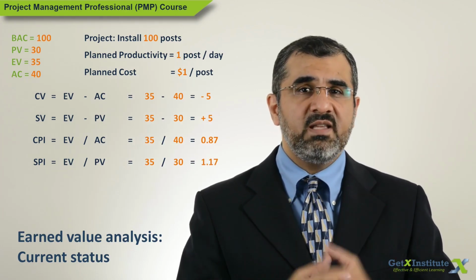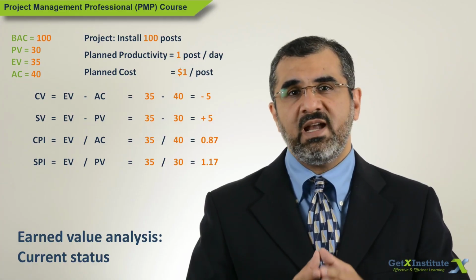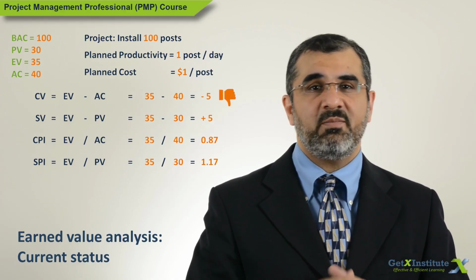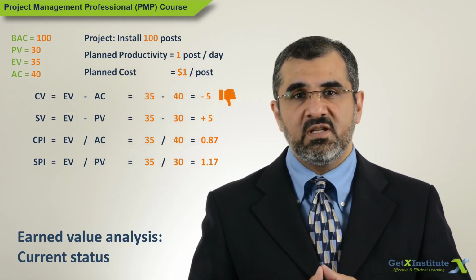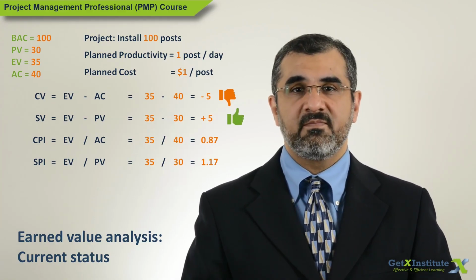So for variances, negative bad, positive good. So CV shows that there is cost overrun. The project is spending more than the plan. And SV shows project is ahead of schedule, going faster than planned.